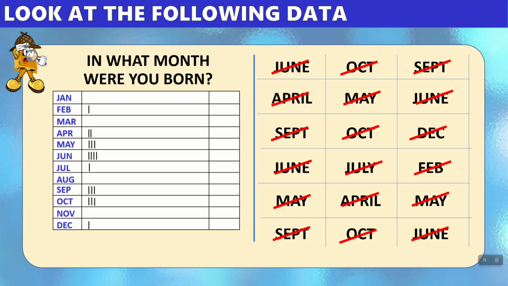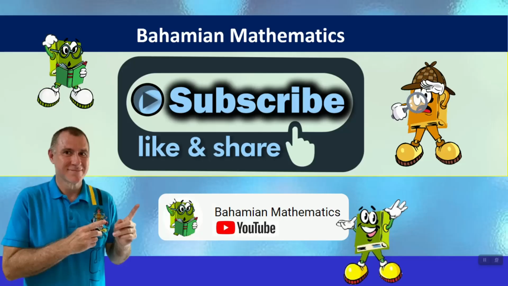And from the table now, we are able to give a number. In January, we see there are no tally marks, so that's 0. February is 1, March is 0, April 2, May 3, June 4, July 1, August 0, September 3, October 3, November 0, and December 1. And we can add those up to give us a total of 18 people in this survey.